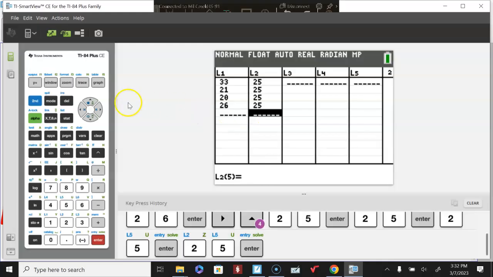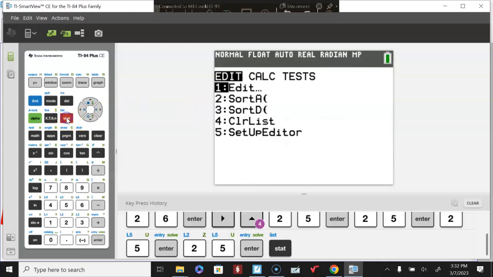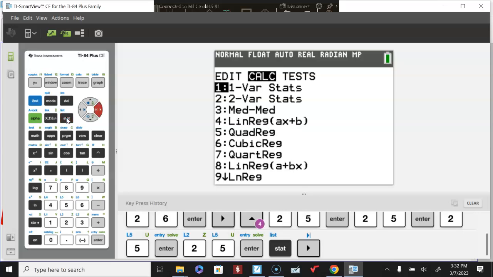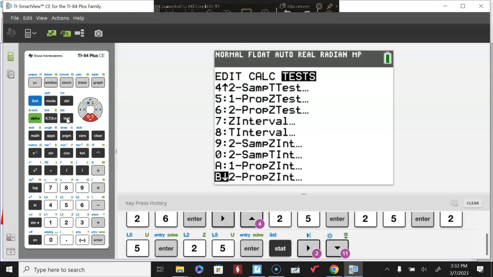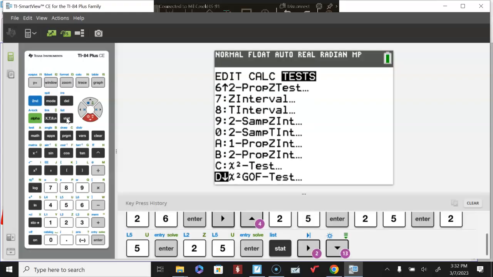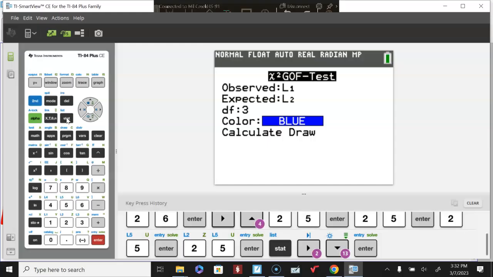All right, once you have them typed in, you're going to hit Stat. And then we're going to go over to Test. And then we're going to scroll down till we see chi-squared GOF. Now, there are 2 chi-square tests. The one we're doing today is letter D, chi-squared GOF test. So hit Enter. My observed counts are in list 1. My expected counts are in list 2. I have 3 degrees of freedom.